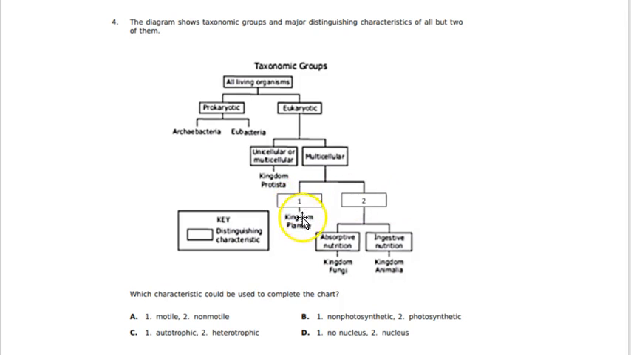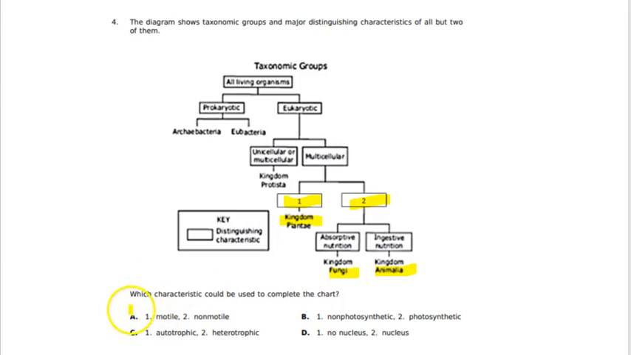This first characteristic we know has to do with plants, so we're going to have to figure some things out about plants. This characteristic here is something that fungus and animals have in common, so we have to think about characteristics that animals and fungi have the same. Okay, so let's come down here and look at our answer choices. So we're looking for something with plants, and we're looking for something that fungus and animals have in common. So which characteristic could be used to complete the chart?